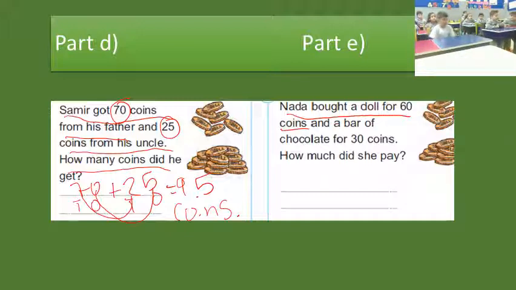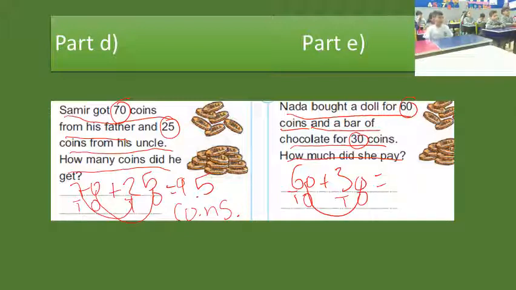Okay, part E. Neda bought a doll for 60 coins. How many? 60 coins. And a bar of chocolate for 30 coins. How much did she pay? What do we do with the two numbers? 60. Okay. Let's go. Tens, ones. Tens, ones. Ones with the ones. 0 plus 0. 6 plus 3. 90 coins. Bravo. Thank you very much, and you guys did very well.